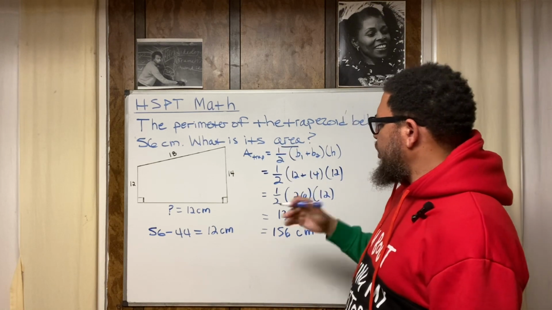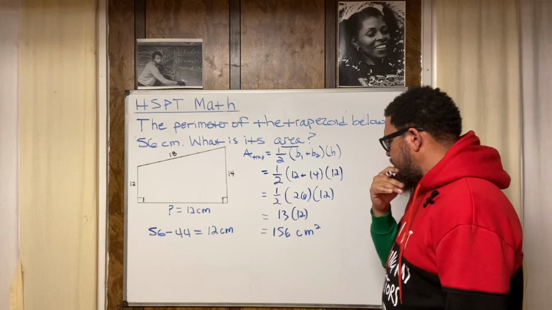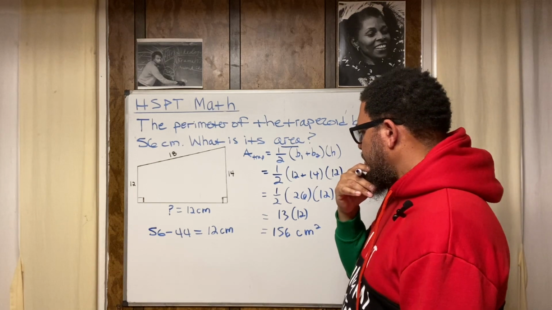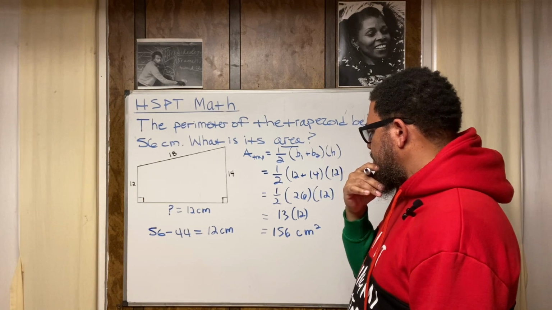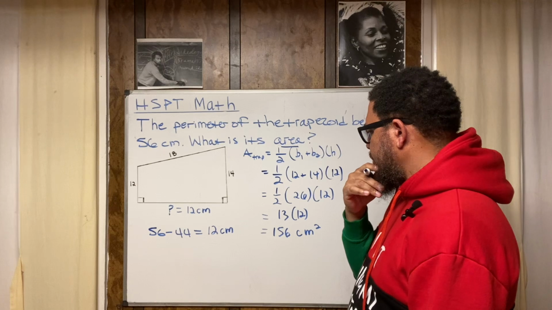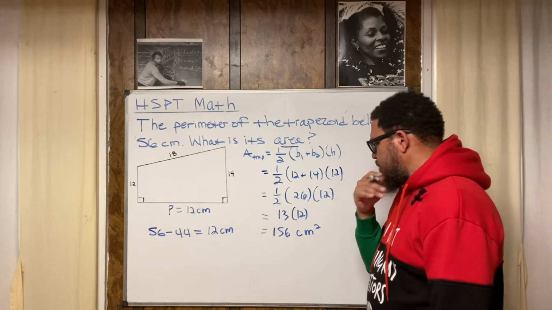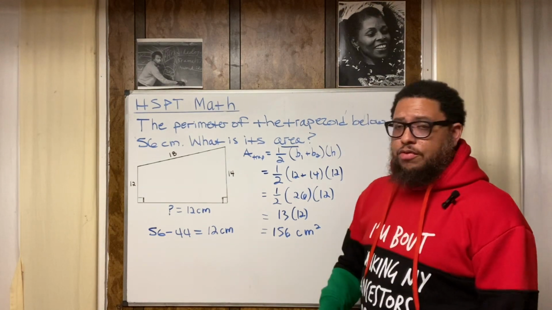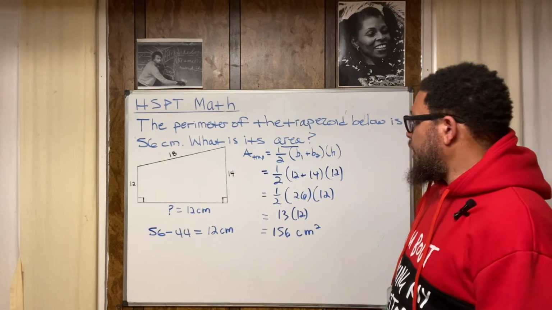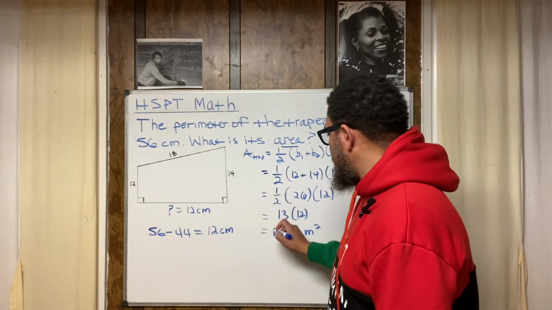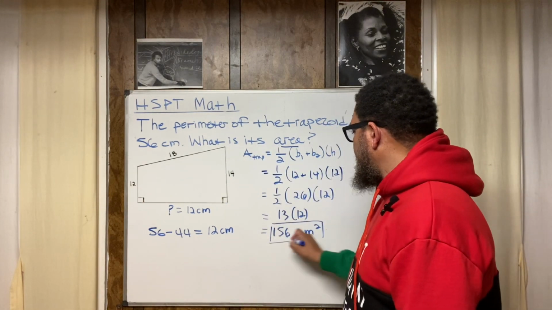All right, let me make sure that's 156. 13 times 10 is 130. 13 times 2 is 26. 130 and 26 is 156. Yeah, 156, we're good. So the area of this trapezoid is 156 square centimeters.